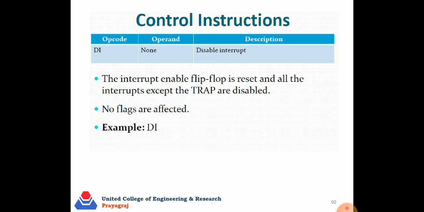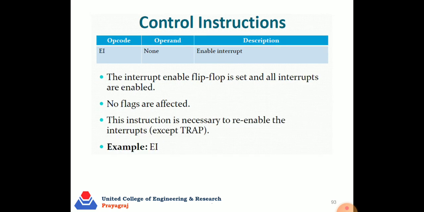Next instruction is DI, disable interrupt. This resets the interrupt enable flip-flop, and all the interrupts except the trap are disabled. No flags are affected. When we discussed the interrupts in the previous sessions, we discussed DI and EI. Next is EI, enable interrupt. The interrupt enable flip-flop is set, all the interrupts are enabled, no flags are affected. This instruction is necessary to re-enable the interrupts except trap.